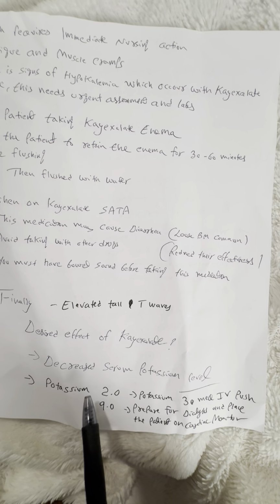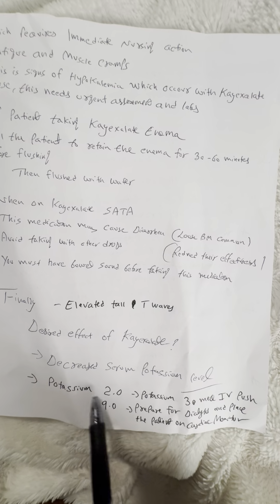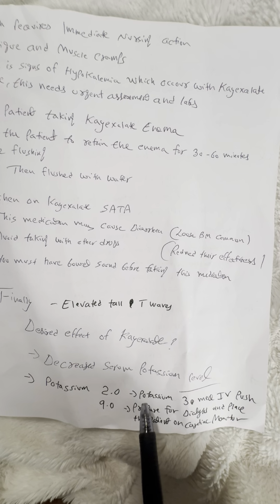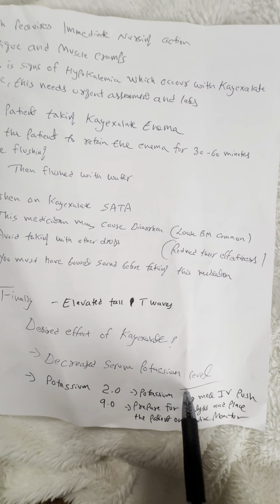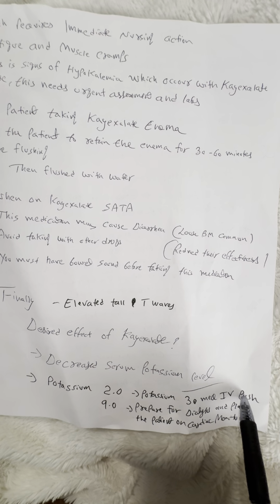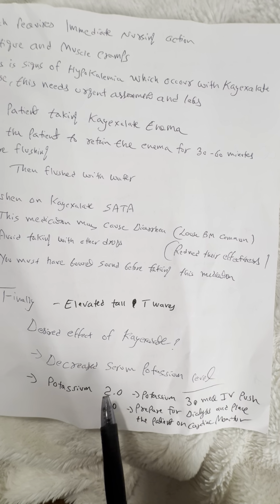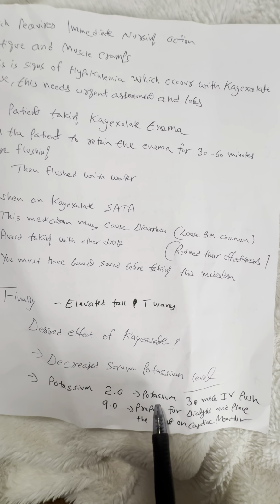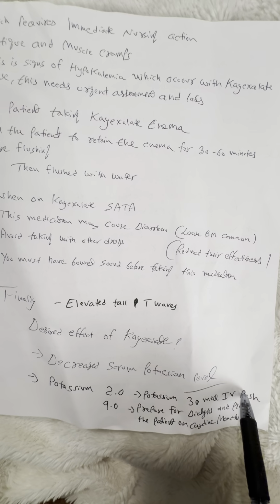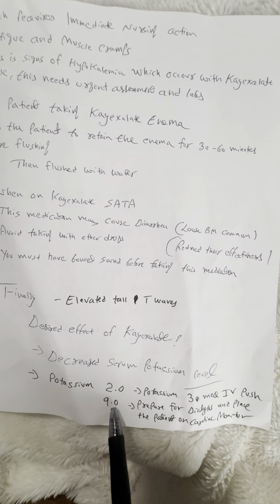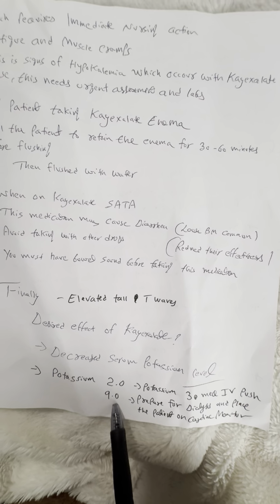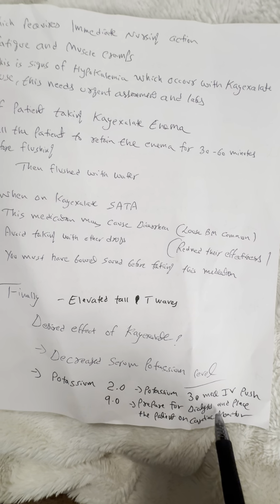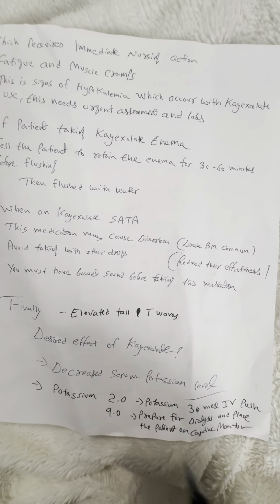And another thing is if the potassium is low, if potassium is 2.0, then what we're going to do is give potassium 30 mEq IV push. Again, if the potassium is below 3, then the doctor would prescribe potassium 30 mEq IV push. But if the potassium is super high, like 9.0, then prepare for dialysis and place the patient on a cardiac monitor. That's what you're going to do.